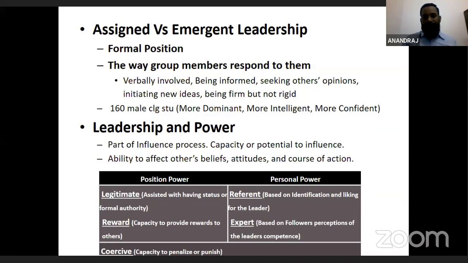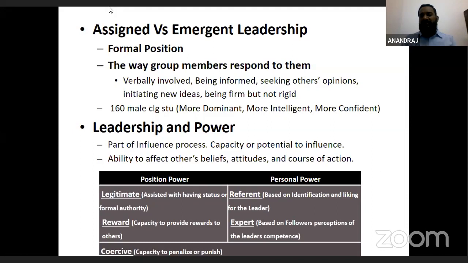And then expertise. Followers always look at leaders: what are they capable of, what are their competencies? They look at the competencies and start liking the leader. Again, it is the individual's personal part that influences people.